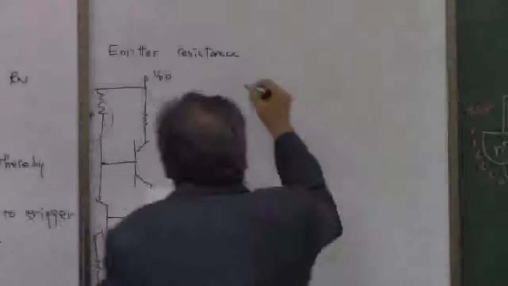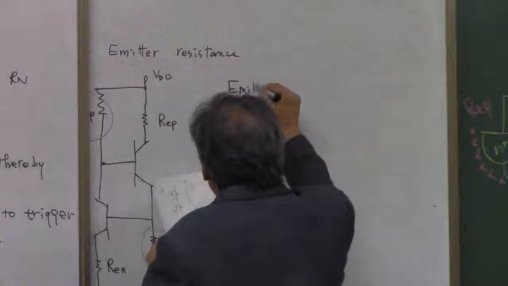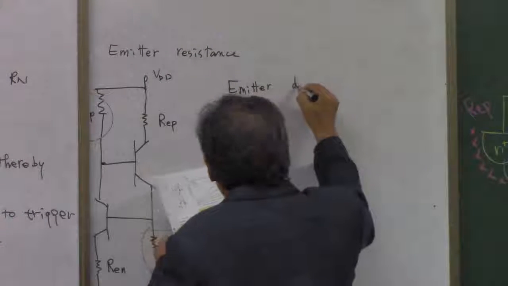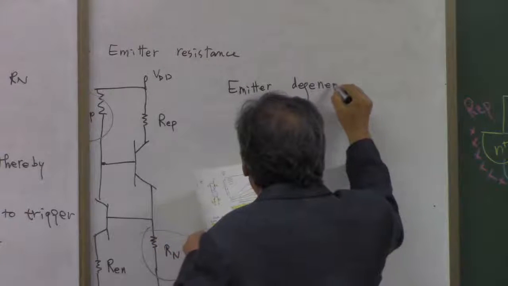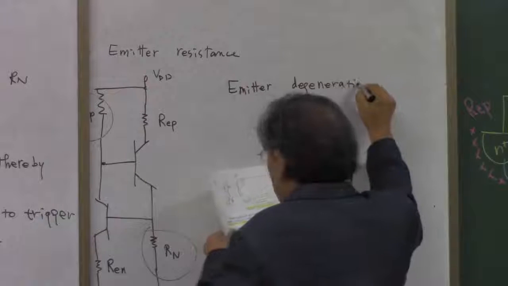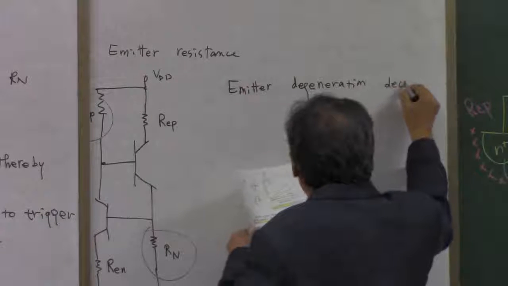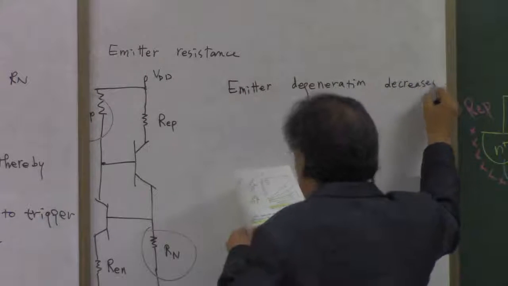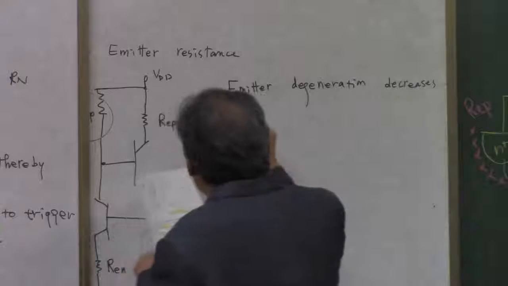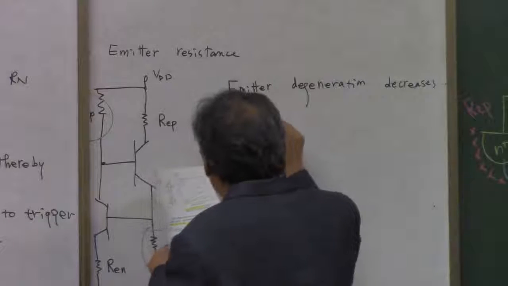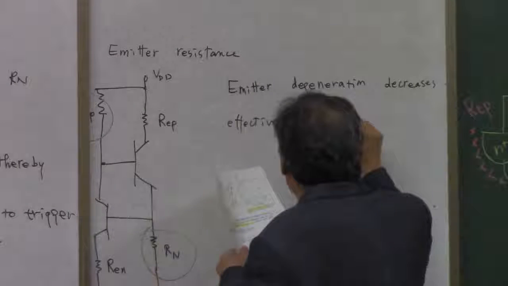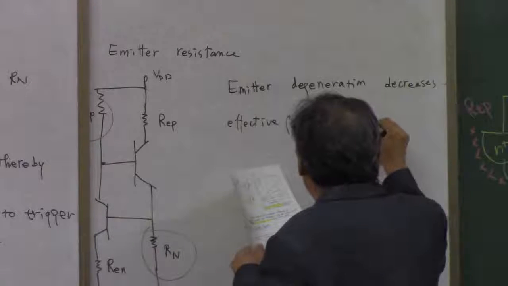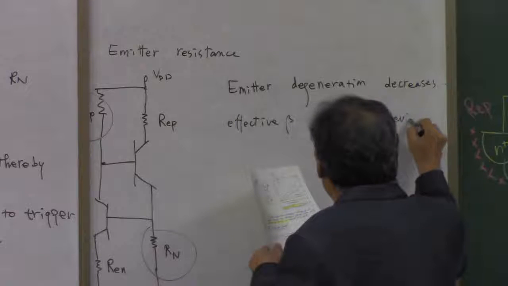So this emitter degeneration decreases the effective beta of bipolar devices.